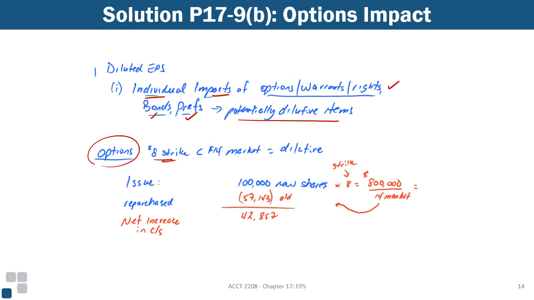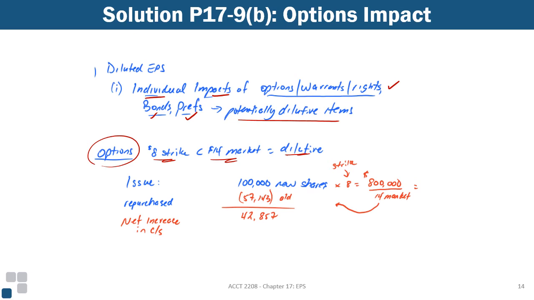The strike price or exercise price is $8. The market value is $14. Therefore, they are dilutive because they're in the money. If this was reversed, if the market price was $8 and the strike price was $14, they would be out of the money and you wouldn't even bother worrying about them at all. But that's not the case here. Because the options are in the money, it's assumed that the option holder would take advantage of it. Why wouldn't you buy something that's worth $14 for $8? You'd be crazy not to.